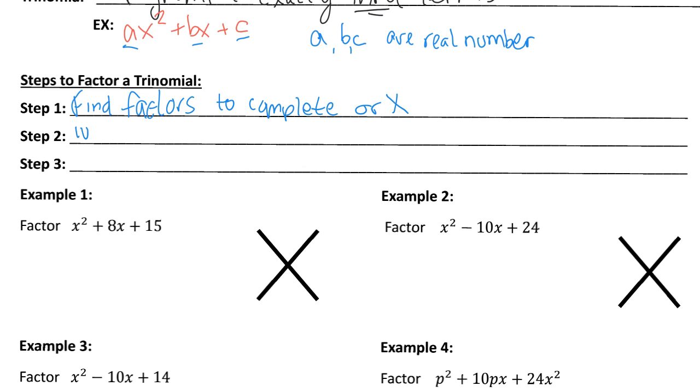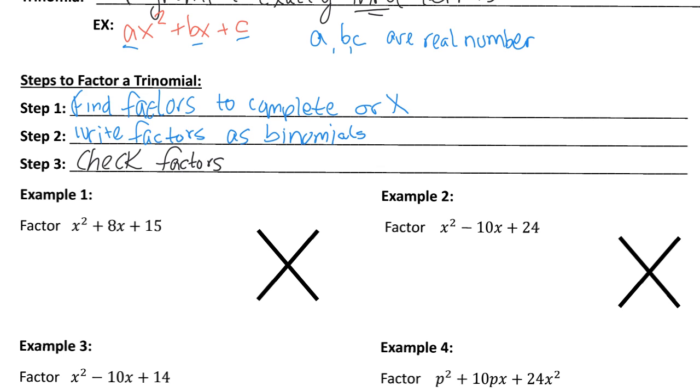Okay, so once you find those factors, the next step is to write them as binomials. So write the factors as binomials. Okay, so write these as binomials. And then the third step, which is one that most of you probably won't do, but is perhaps the most important, is to always check your factors. You want to make sure that you have your signs correct. Okay, that's going to be important.